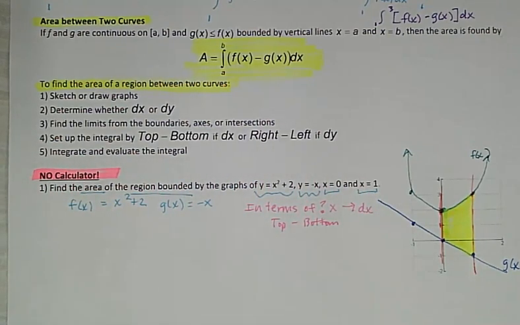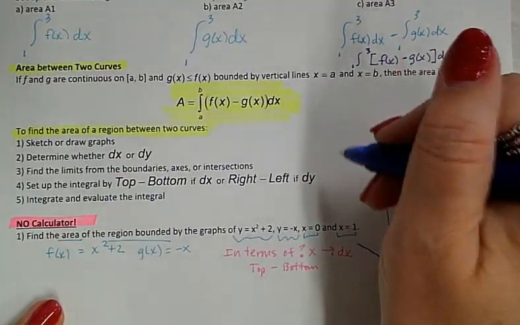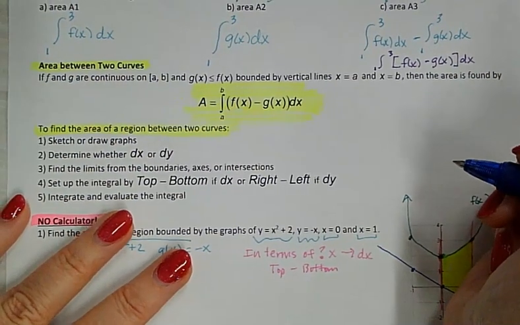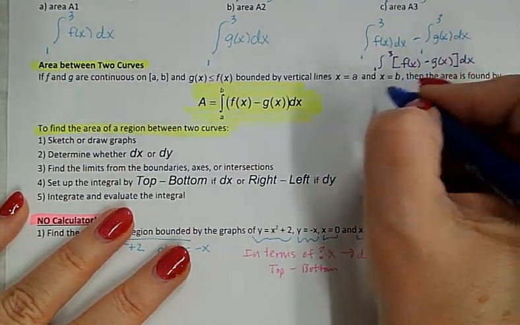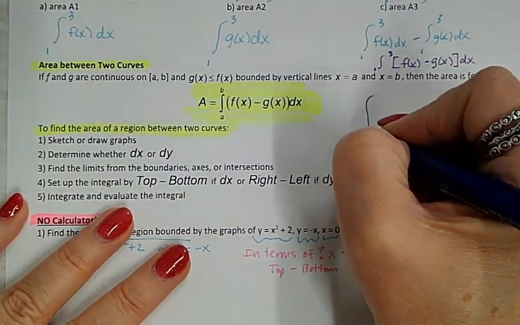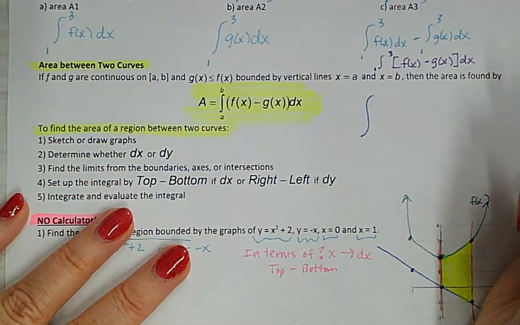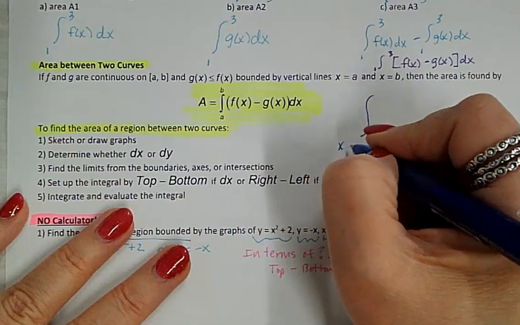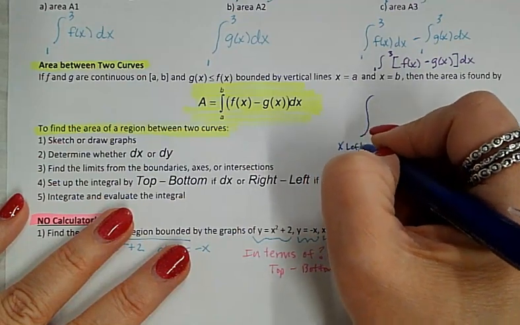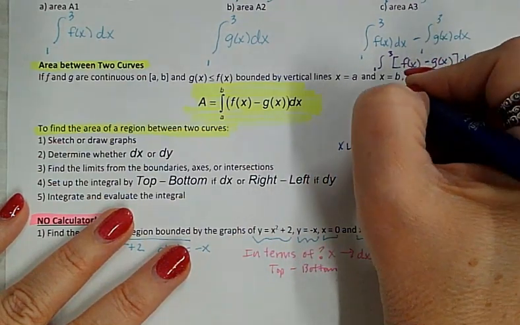So I'm kind of a visual person, as you guys are well aware. So we're going to come up in this space right here and write a couple of visual statements that will help us. So if we decide it's in terms of x, then that's going to be a dx situation. So your boundaries are going to be x left and x right.